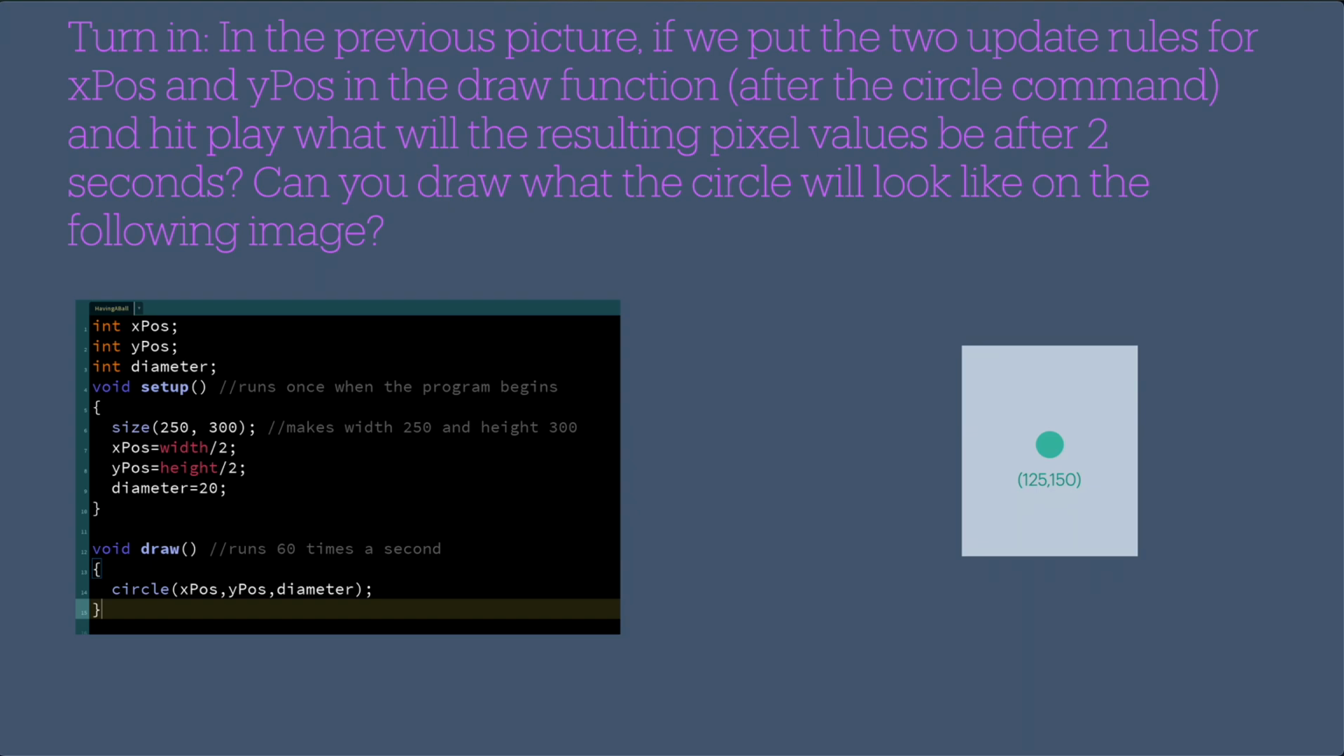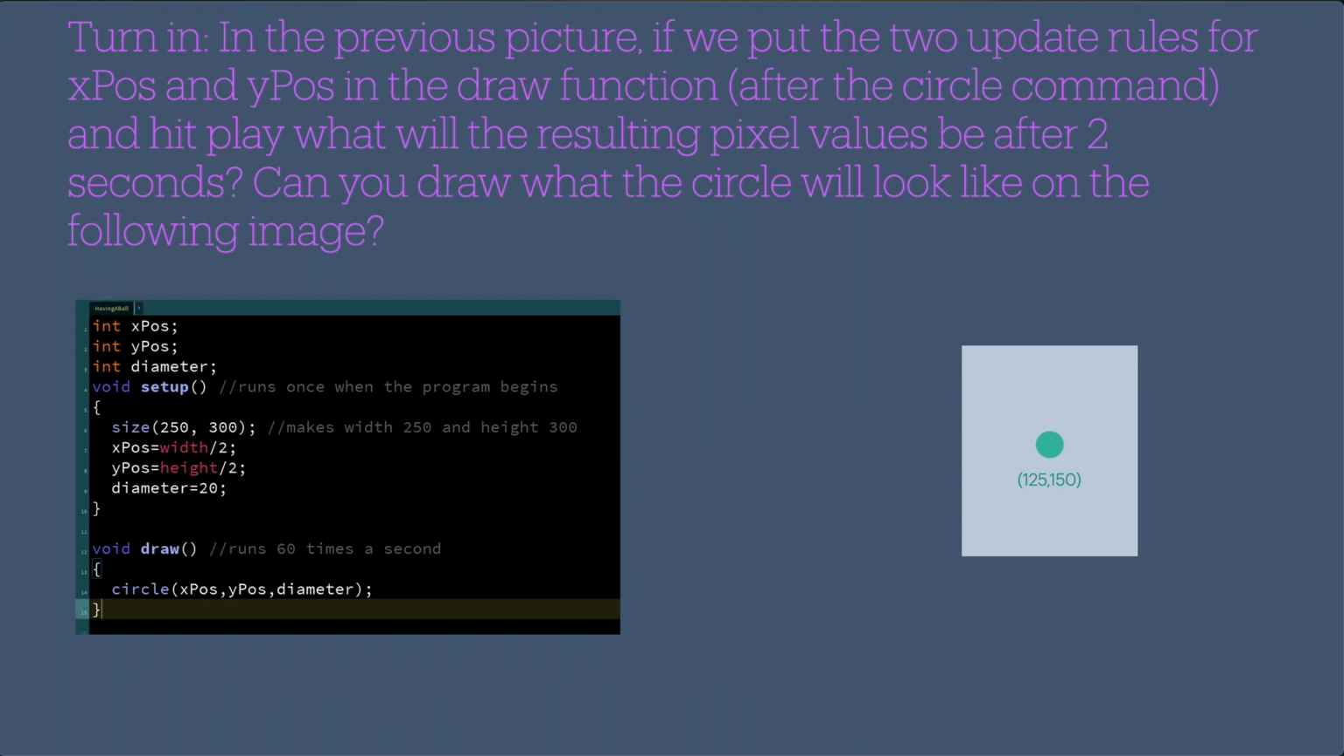So I want you to turn something in. I want you to specifically think about what happens in the following code if I write my two update rules under the circle command. Pause the video and answer the following question. If we put the two update rules for x position and y position in the draw function after the circle command and hit play, what would the resulting pixel values be after 2 seconds? Can you draw what the circle will look like on the following image?